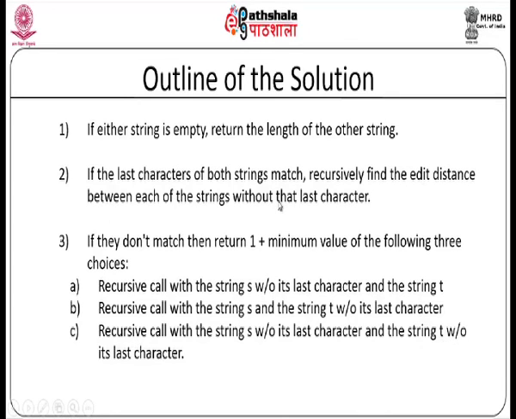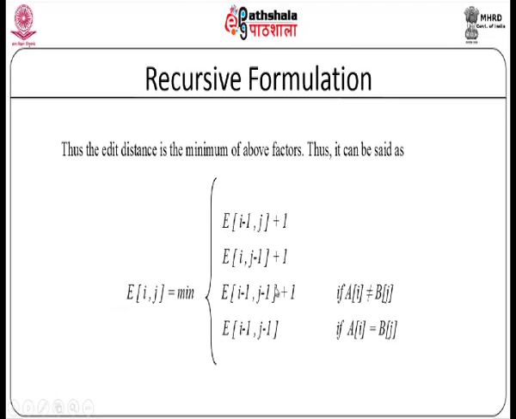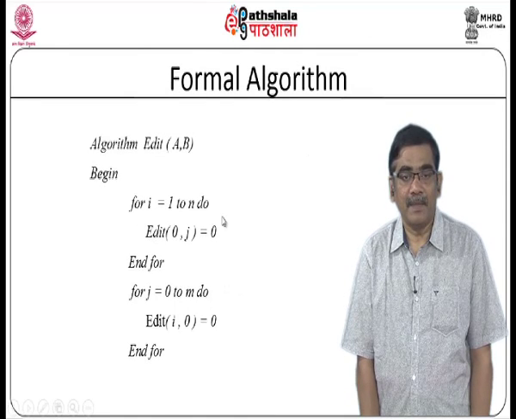In other words, if the characters match, then there is no necessity for any operation. The operation becomes crucial only when there is a mismatch. That is the reason why we say 1 plus the minimum value of all these choices. So, this is a recursive formulation. You can see that if the characters match, we retain the previous value as it is, otherwise it is going to be 1 plus the minimum of insertion, deletion, substitution, and we store that as E of i comma j. So, this is a formal algorithm.